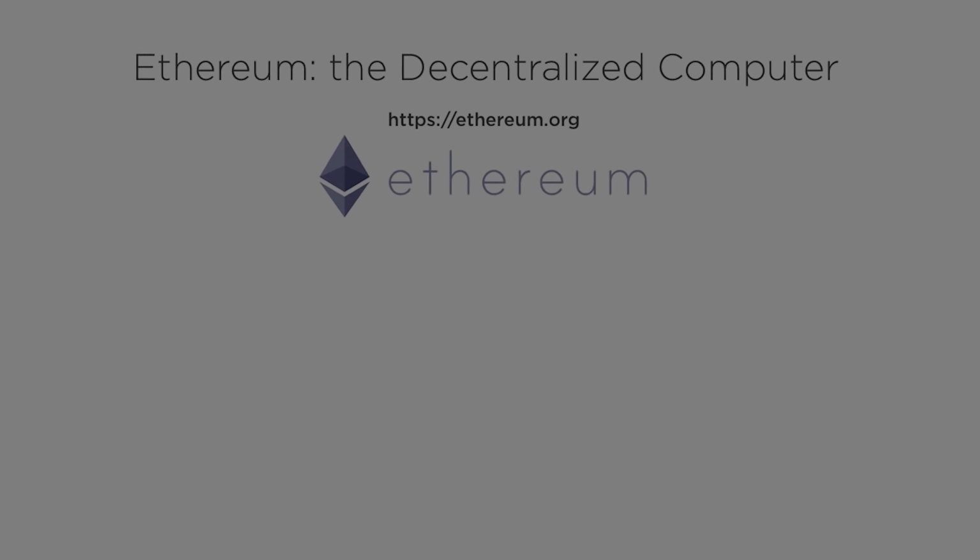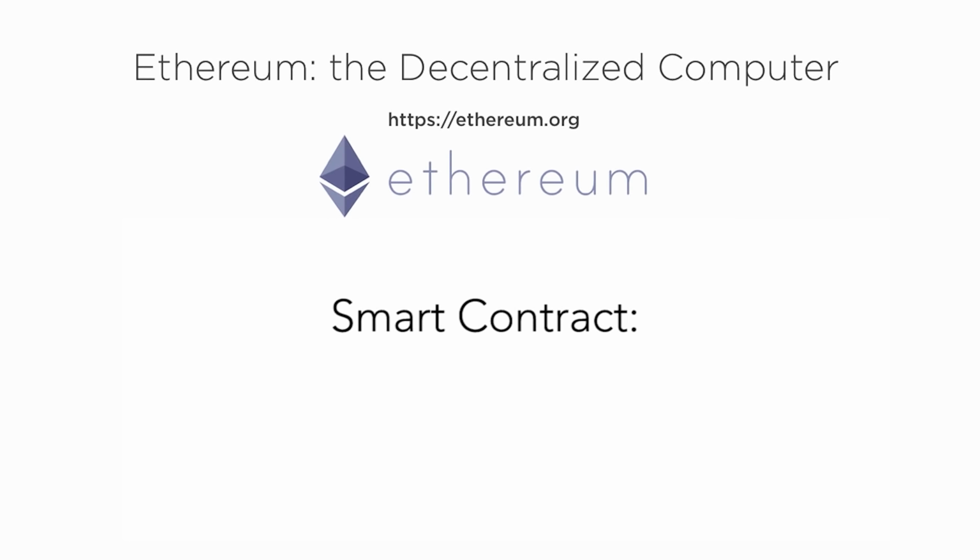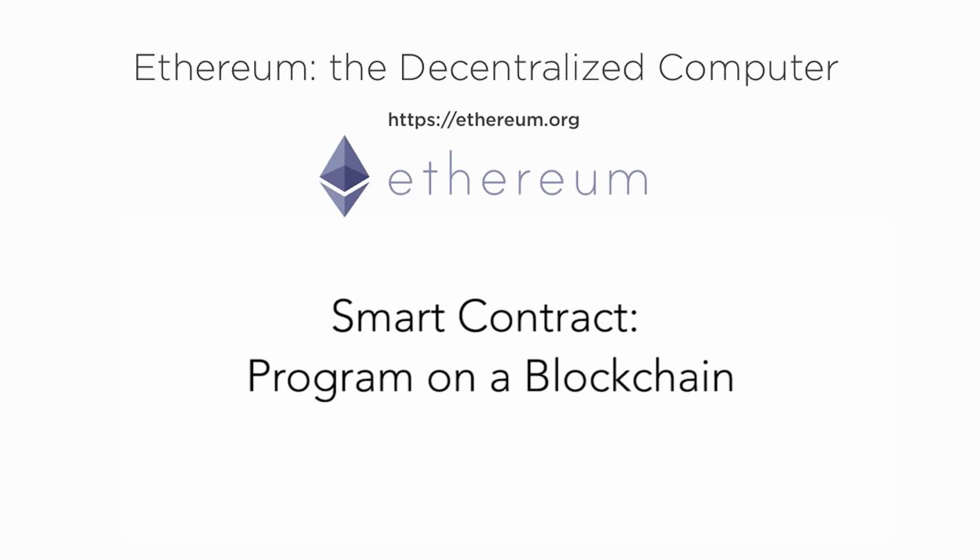This video will demonstrate creating and using a smart contract on the Ethereum blockchain, which is a decentralized computer. A smart contract is basically just a program that runs on a blockchain, but it has some exciting potential to reduce the risk and cost of interacting with other people.